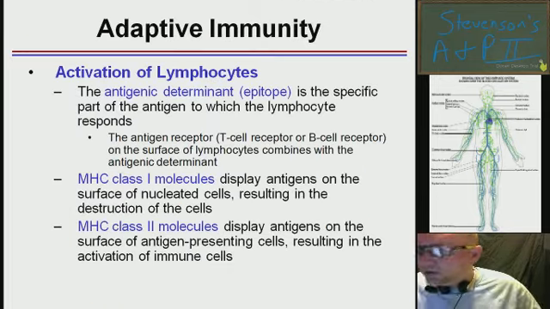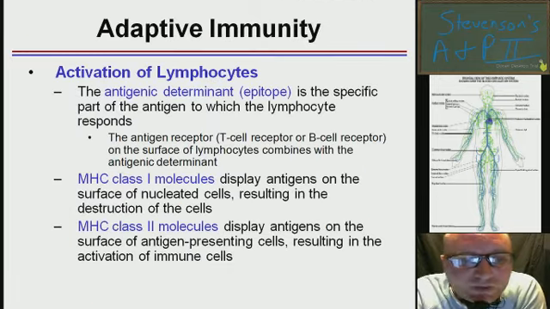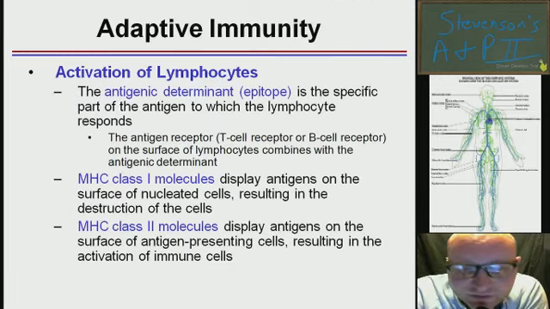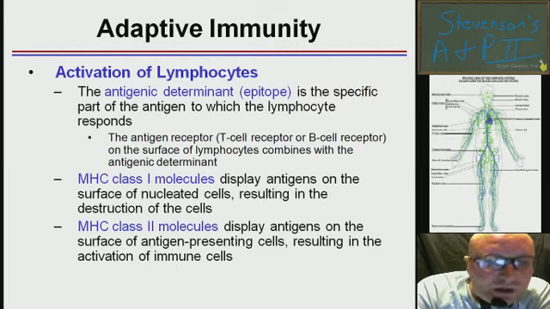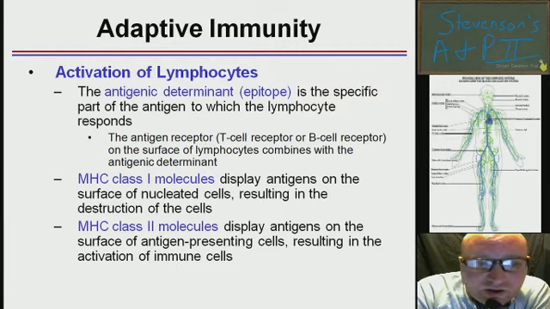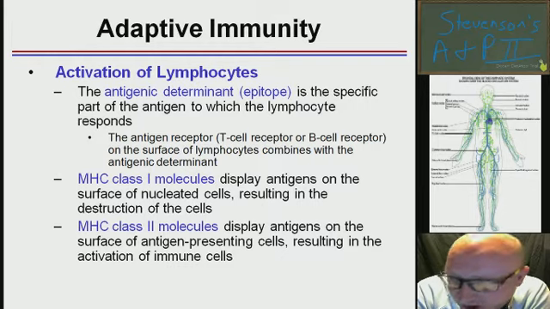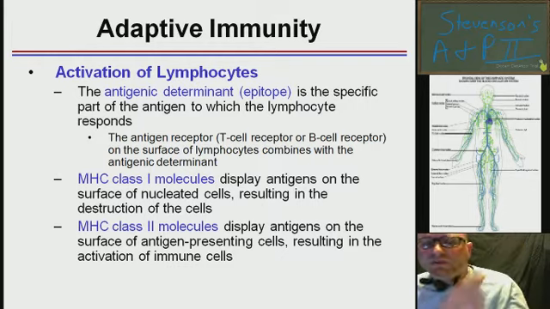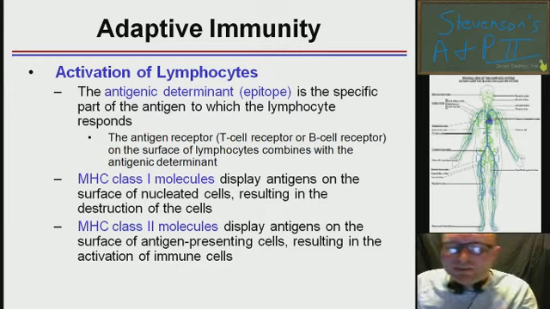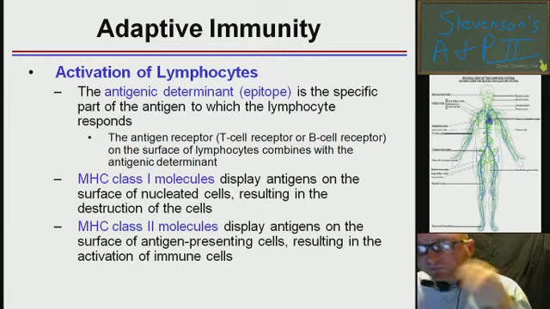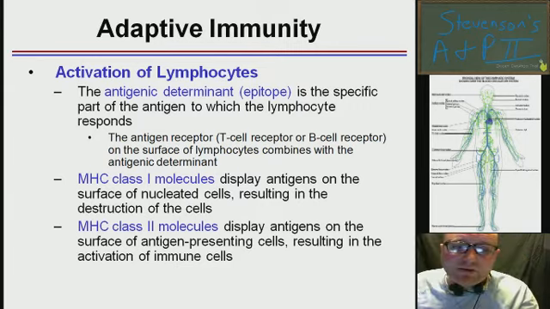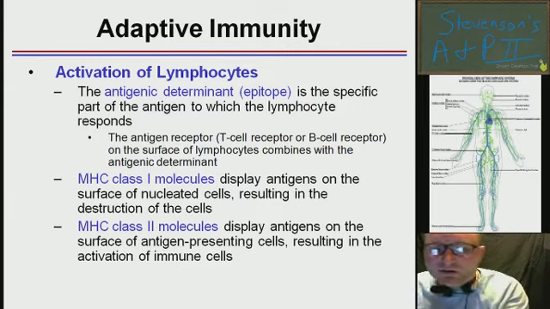Adaptive immunity: the activation of lymphocytes. Antigens have an antigenic determinant, or an epitope. An epitope is the specific part of the antigen to which the lymphocyte responds. Basically, it's the part that's remembered, or the part that's recognized as being an invader on the antigen.